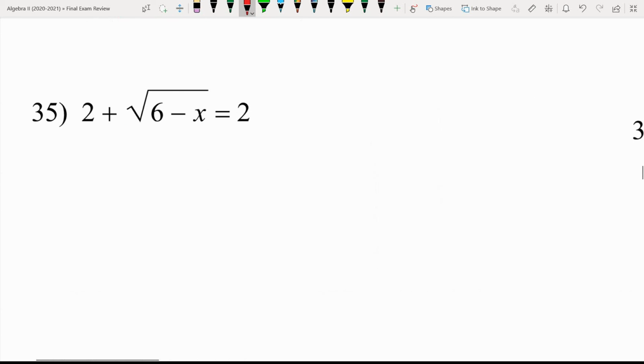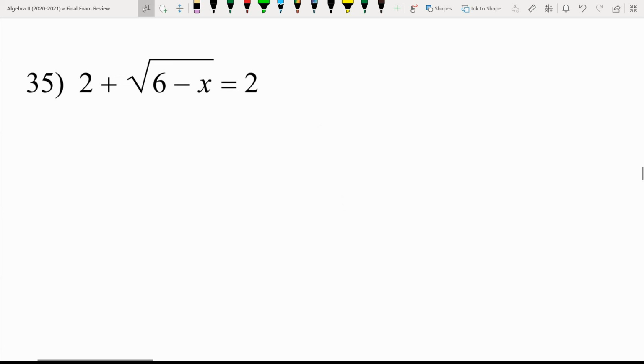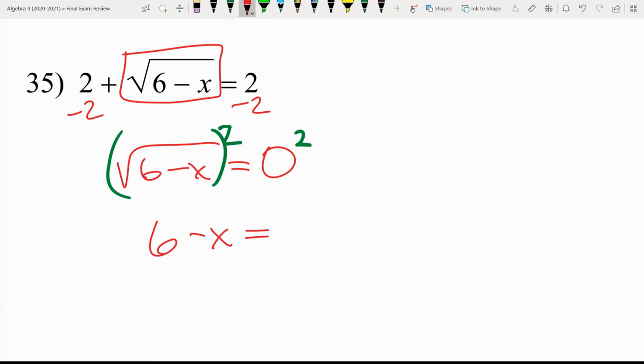Let's try another one of these. This is a case where you want to bring everything to one side first. So I'm going to subtract 2 from both sides. I want to get the square root by itself. So we have 6 minus x equals 0. Now that's isolated. Do the same trick we did before. Square both sides. It turns out we get just 6 minus x equals 0, because 0 squared is 0. Solve it the rest of the way. You get 6 equals x, and that's your answer.